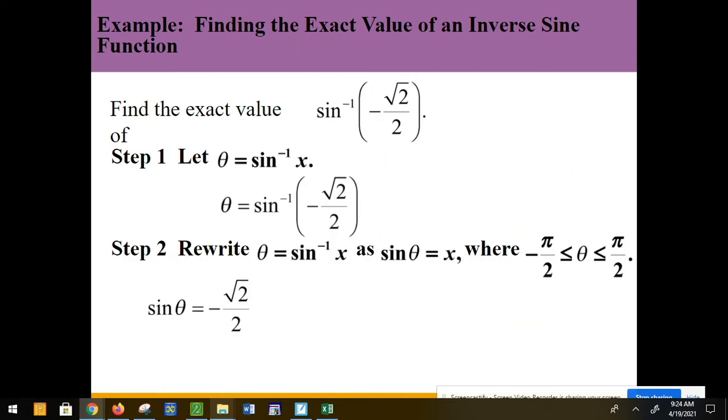Same thing. Why don't you give this one a try and pause, but just look at that exact same table, and then what is sine inverse of negative root 2 over 2? So find negative root 2 over 2 on the table, and then see if you can find the angle that it came from. I'll give you a couple seconds to try that.